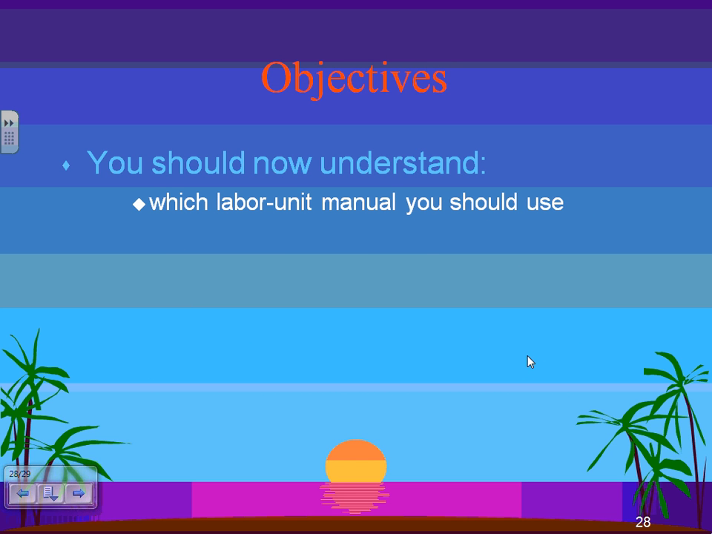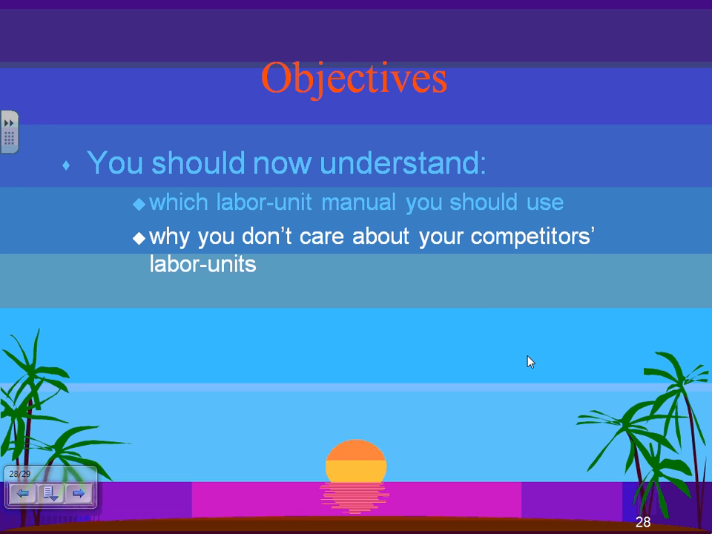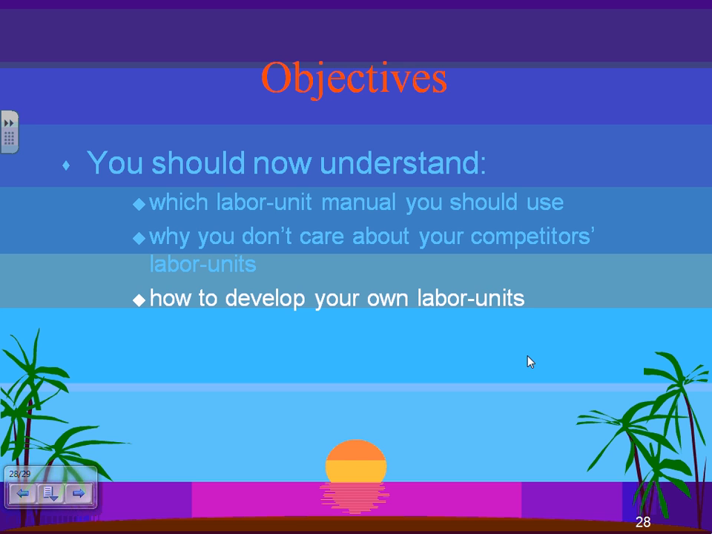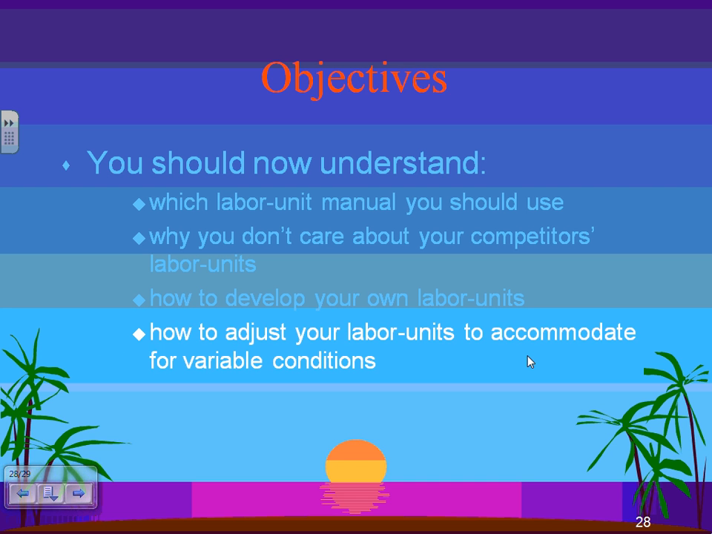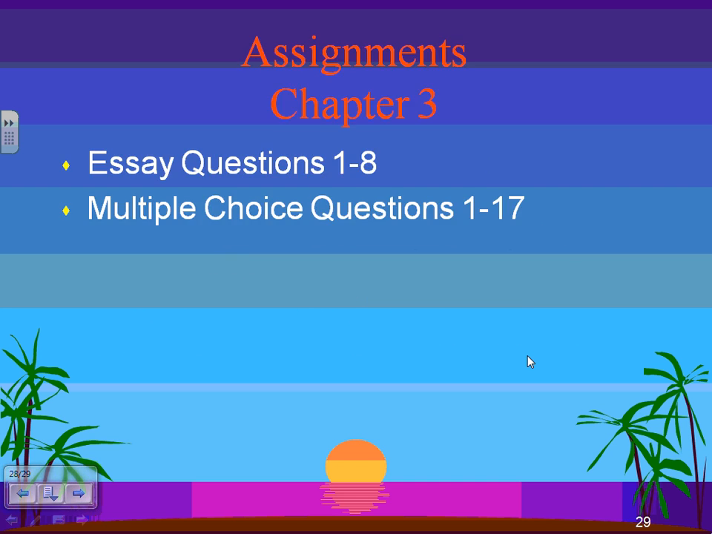Which labor unit manual to use? The best one is the one that you develop. Most people, if you're a union shop, use IBEW, NECA. You're going to look at them in a second here. And why care about your competitors' labor units? They're not yours. You're not supervising them. They're not the same electricians as yours, especially for the merit shops. Develop your own labor unit over time. Adjust your labor unit to accommodate for the variables. And that will be chapter 3.